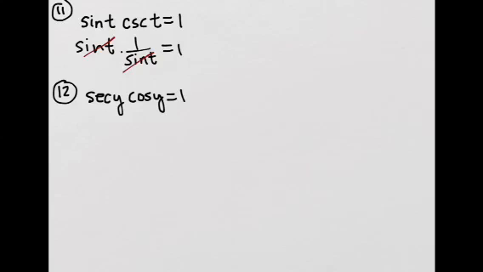Number 12, it's similar to 11. You could also change the cosine. It doesn't have to be the secant, so I'll do that for this problem. Secant y times 1 over secant y, because that's what cosine y equals. And secant y over secant y is 1.